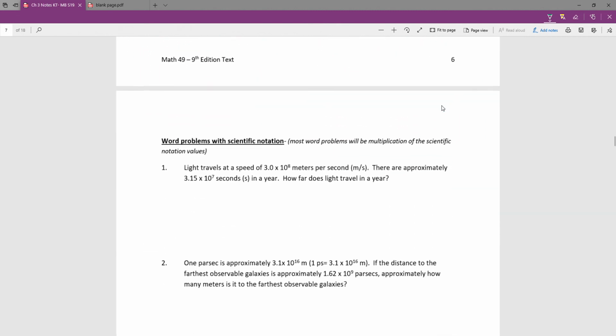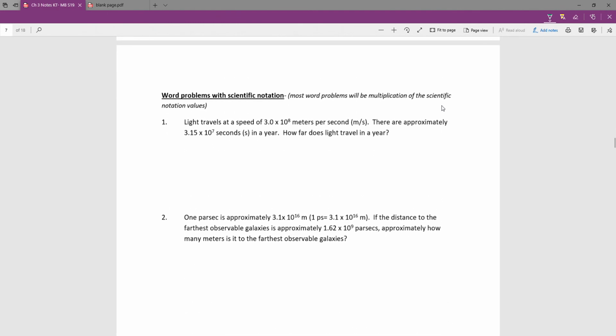So some word problems, everybody's favorite. Most word problems will be multiplication of scientific notation. I don't want to teach us another kind of word problem.